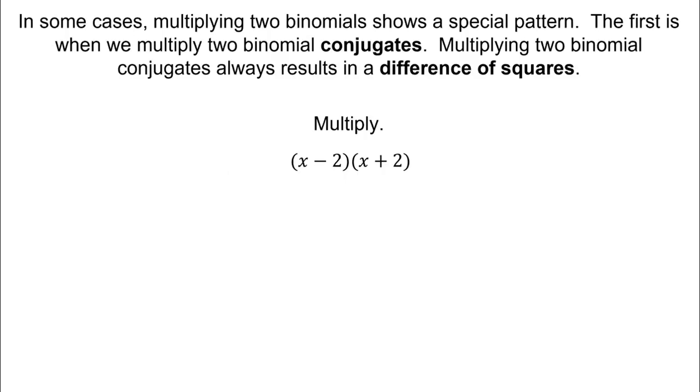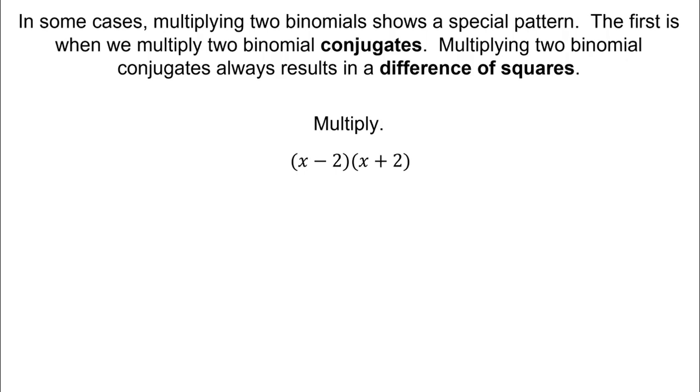So the first shortcut that we're going to discover happens when we multiply a binomial by its conjugate. Another way to say that is when we multiply two binomial conjugates together, there's a shortcut that we can take that allows us to circumvent the whole FOIL method or the double distribution method. And that's what we're going to learn here. But first, let's talk about what a conjugate is and how to recognize two binomial conjugates.